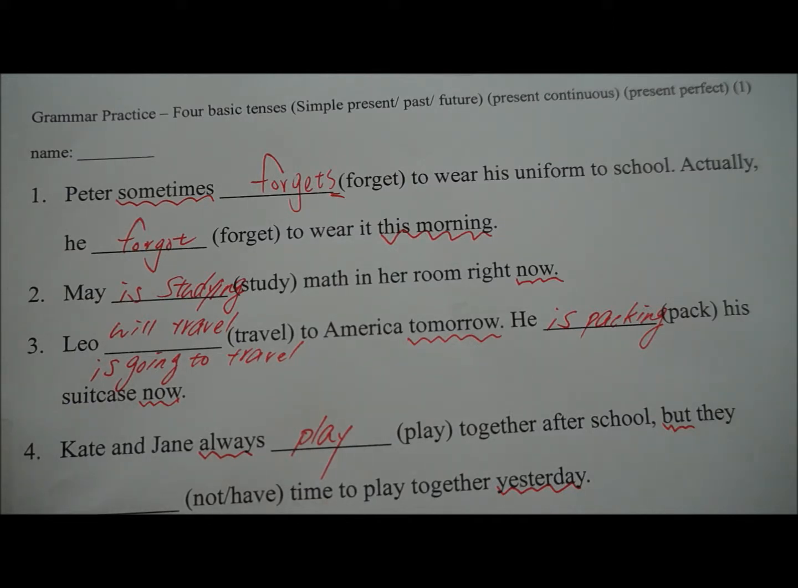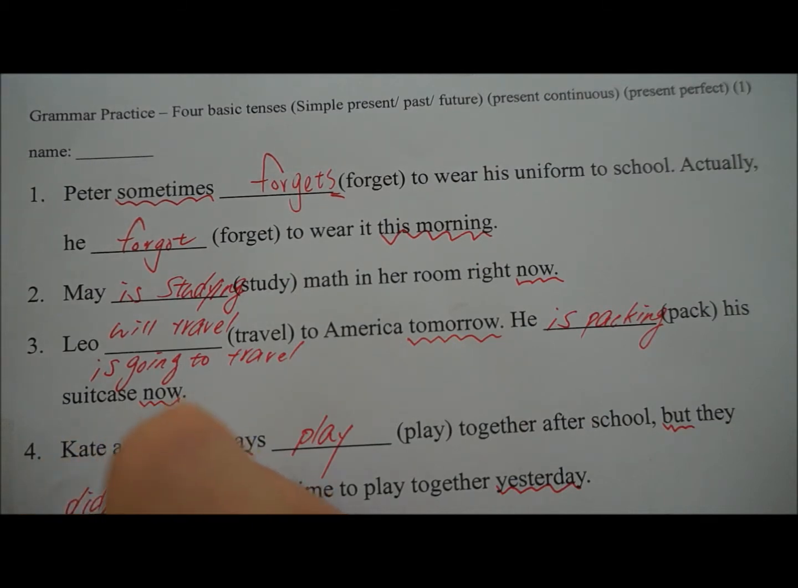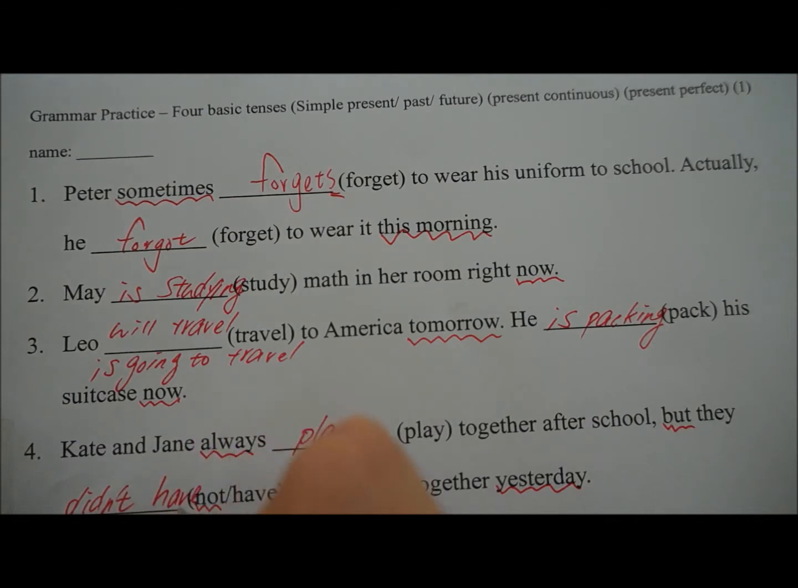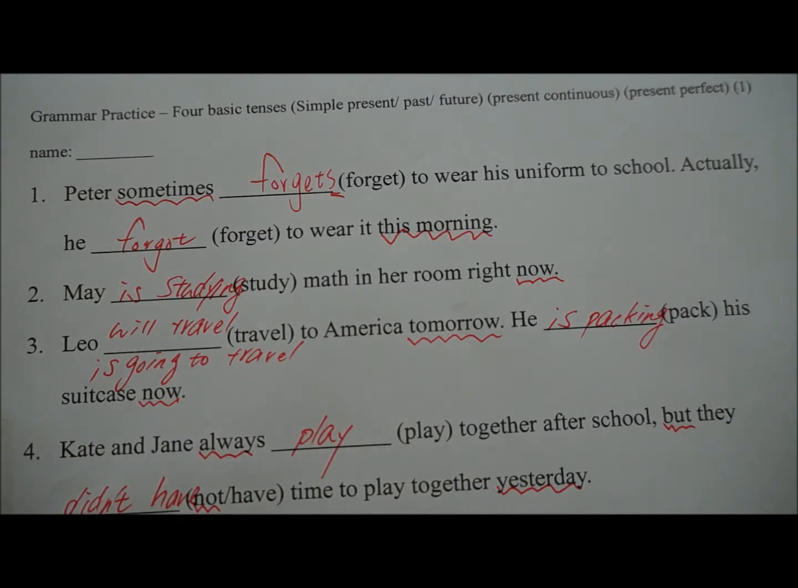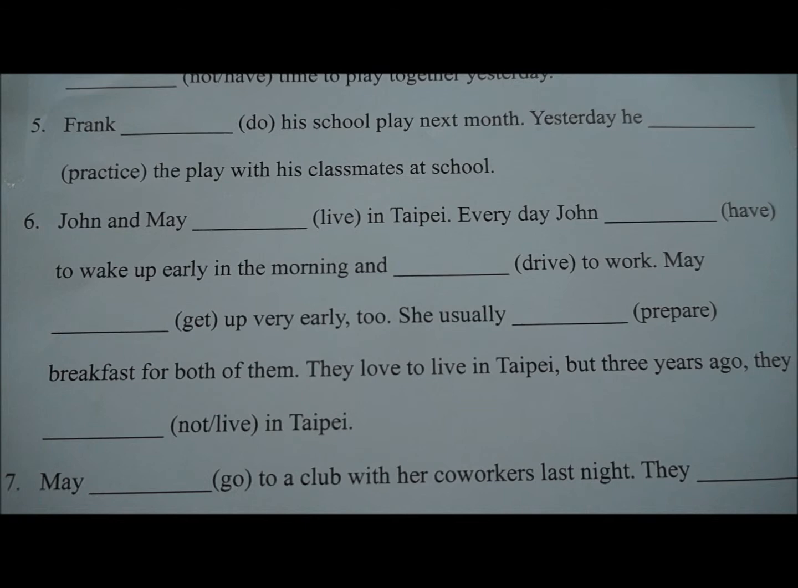The second part of the sentence is talking about something that happened yesterday, so it is in the past, the past tense. So the answer is, look over here, not means it's a negative sentence, so we need a helping verb. The helping verb for the past tense is did. Didn't. Remember, helping verb, base verb. So they didn't have time to play together yesterday. So sentence number 4 is, Kate and Jane always played together after school, but they didn't have time to play together yesterday.